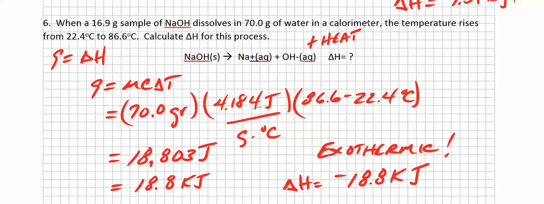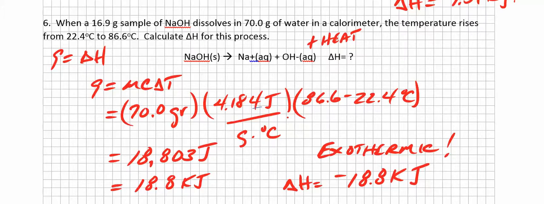So let's determine how much heat the water absorbed. Q is equal to m times c times delta T. The mass of the water, since we're looking at it from the water standpoint, is 70.0 grams. That's how much water was heated. The specific heat is 4.184 joules per gram per degree Celsius. Again, that's from a table. And then the final temperature, remember, was 86.6, and the initial temperature was 22.4 degrees Celsius. When I do that calculation, I get 18,803 joules.